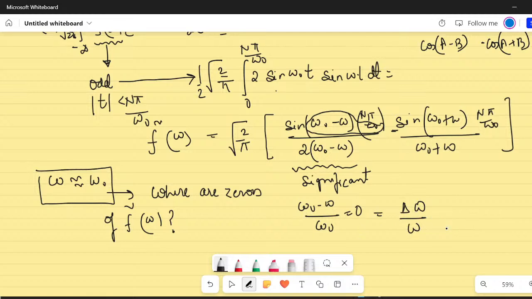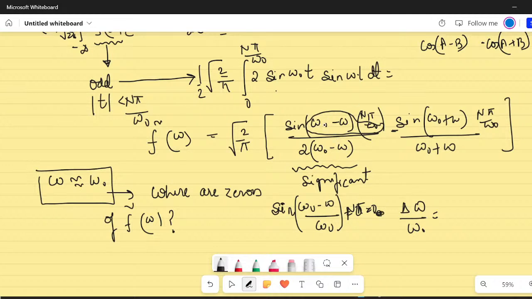And it will be possible only if this particular thing is zero. Okay, this particular thing is zero, or I would say sine of omega naught minus omega times omega naught times this n pi also, sorry, should be equal to what? Zero. If it is equal to zero, only then this particular first term would become zero.